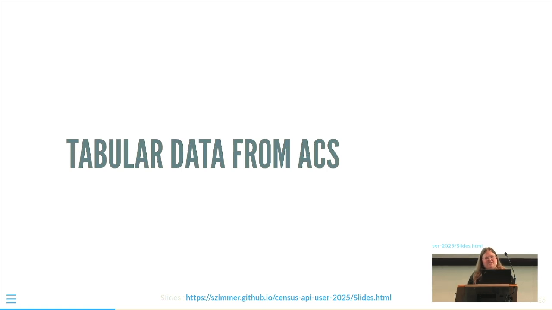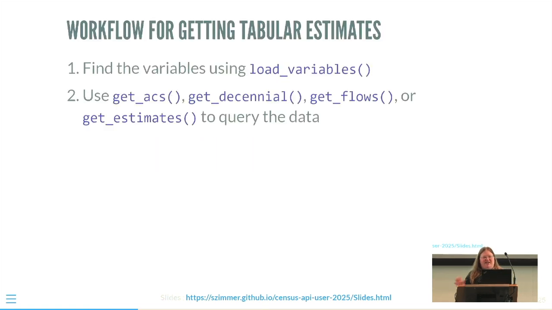And then I'm going to talk about the tabular data, a little motivating case from where we are here in Durham, so that you can see what you can get at. So sort of the workflow for getting tabular data is you're going to use this function called load variables to learn what variables are available. And then you're either going to use get ACS, get Decennial, get flow, get estimates, depending on which one you're doing, to actually query the data.